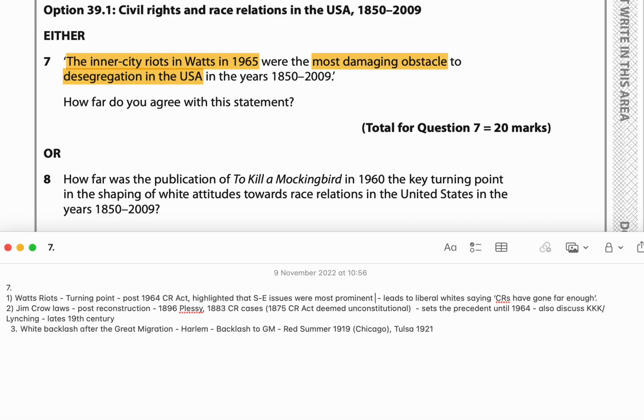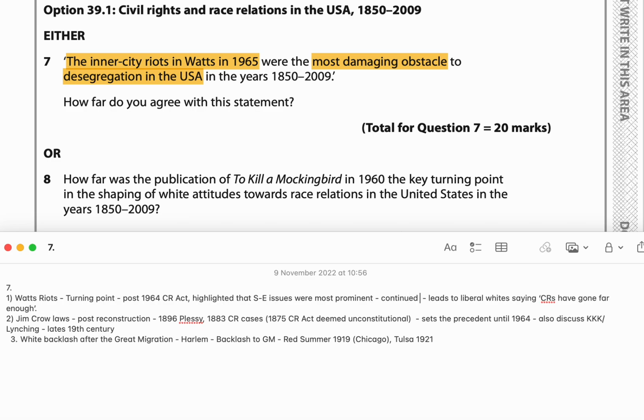issues were most prominent. You could say this continued throughout the period, and you can maybe talk about something like the 1992 LA riots. So that gives you over 100 years. If we think we've talked about the 1875 Civil Rights Act, we've almost got 120 years there. So you could maybe have a think, maybe there's something else. Post-Reconstruction, you could potentially talk about something that happened in Reconstruction. But that's what I would argue.